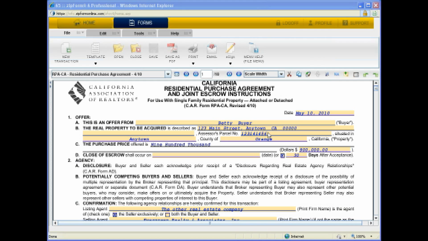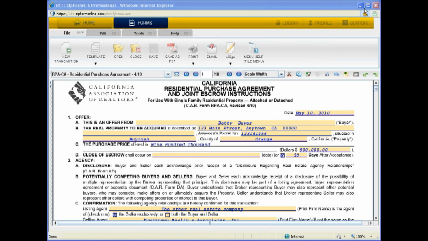1B, simple enough, just says the property to be acquired. You put in the property address, the parcel number, the city, county. If you don't know where to get the parcel number, you can find that usually in the MLS, or Realist Tax is another place that you can find the APN if you don't know what it is. It's very simple to get that information, so I think there's no reason to actually leave it out.